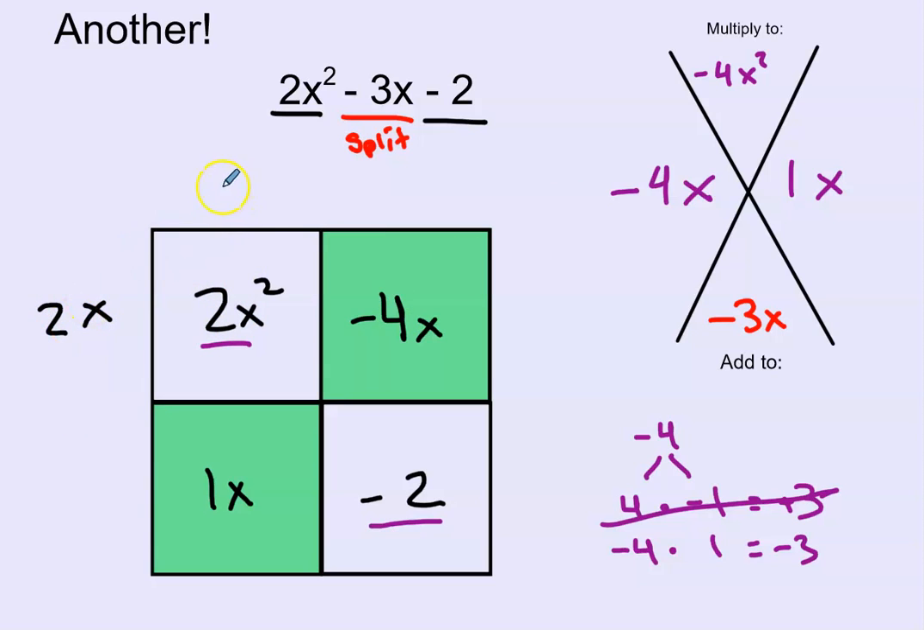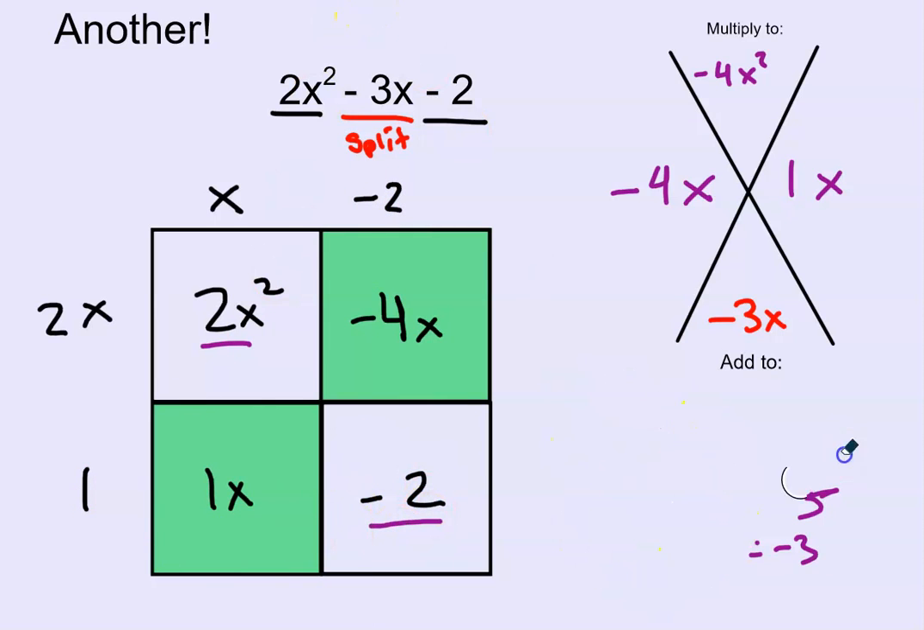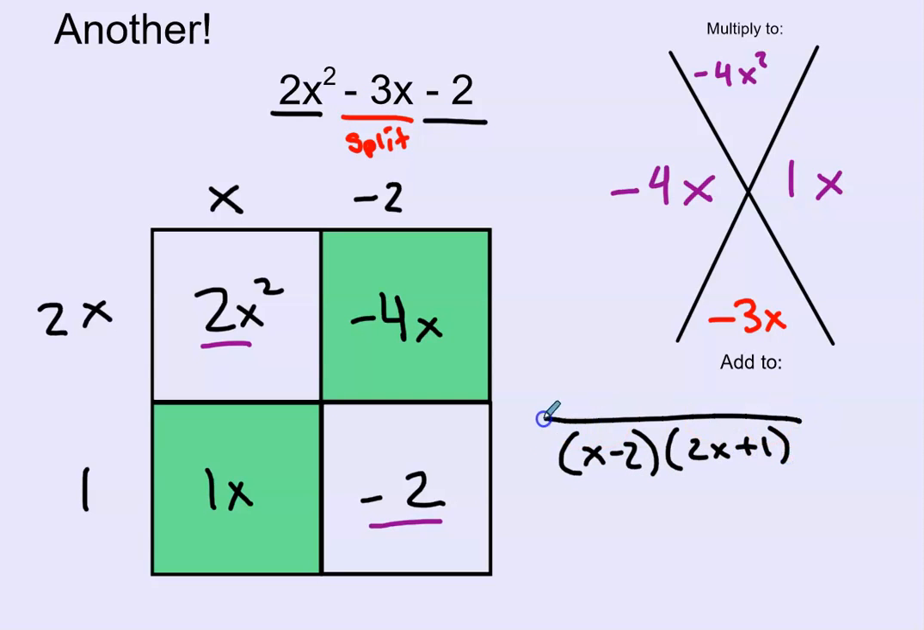Now we just bounce around and we figure out the rest of the outside. So 2x times x gives me that 2x squared. X times 1 gives me that 1x. And then 1 times negative 2 gives me that negative 2. So now we just need to make sure we write our answer. Our answer is going to be x minus 2 times 2x plus 1. Boom.